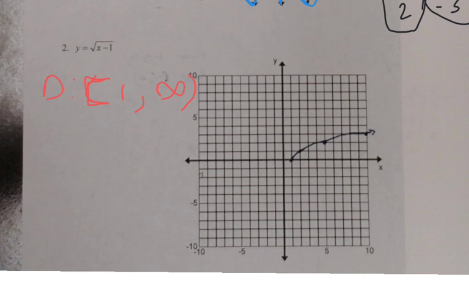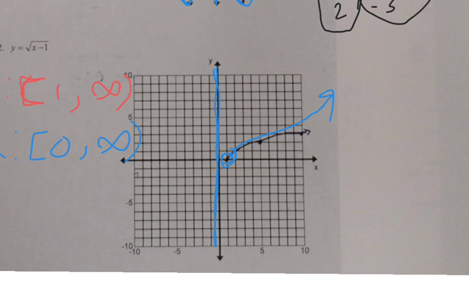Now when we look at range, we're looking along the y-axis here, and we notice it starts at this point at 0, and it kind of just gradually keeps going up to infinity. So look, we have a closed circle, so what am I going to write? Bracket 0, comma, infinity. That's our range for this one.